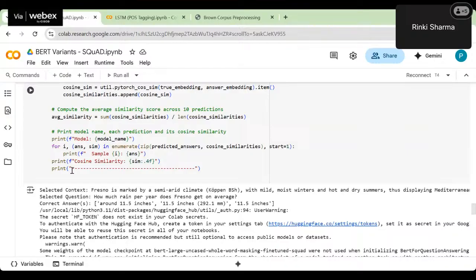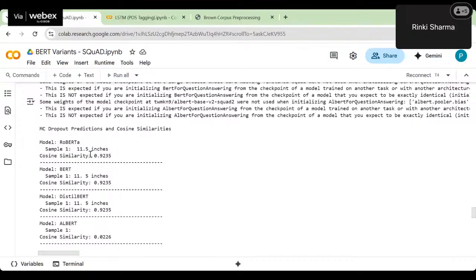So here you can see RoBERTa is providing the answer 11.5 inches, showing a cosine similarity of 0.92. In the data, the answer is around 11.5 inches, so the model just missed the word "around", and the cosine similarity comes to be 0.95. But in semantic meaning, the answer is totally correct. Similarly, the BERT model is showing an answer of 11.5 inches. DistilBERT is also showing the answer to be 11.5 inches.